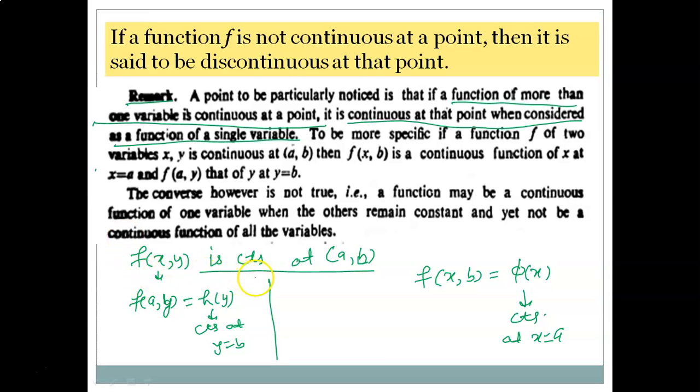So if f(x,y) is continuous at point (a,b), then if we consider it as a function of a single variable, it will be continuous in both situations. But the converse need not be true. If this is happening and this is happening, then it is not necessary that they will lead to this situation. It is not necessary.